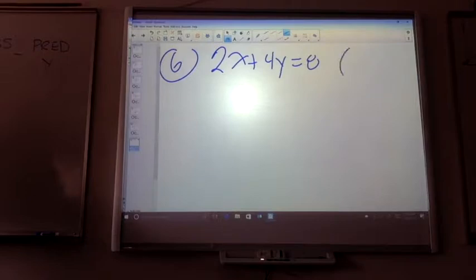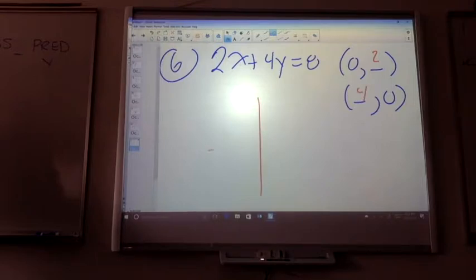All right, so 0, blank, and blank, 0. So cover up the x value. So 4 times what gives me 8? That would be 2. And then cover up the y. So 2 times what gives me 8? That'd be 4. So 0, 2, the y-intercept. And 1, 2, 3, 4, 0. Done.